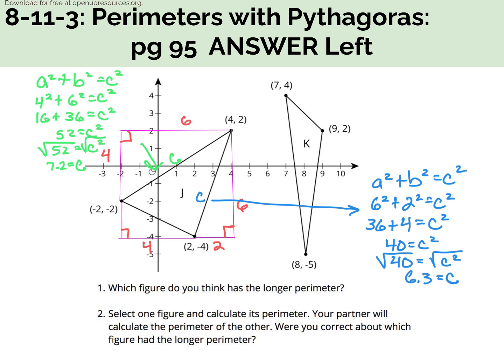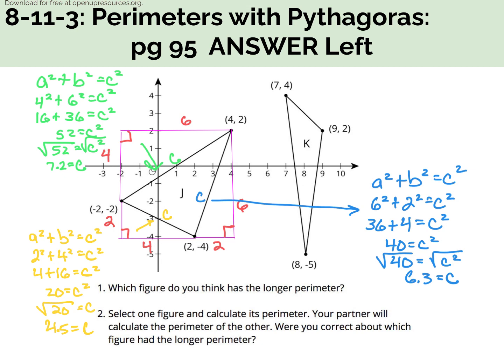And then I'm going to do this last one. Again, across from the 90 degree is our letter C. And again, we're going to put it into the Pythagorean theorem to figure out what that letter C is. All right, notice how I put in 2 squared plus 4 squared, which is 4 plus 16, which is 20. Square root of 20 is about 4.5.